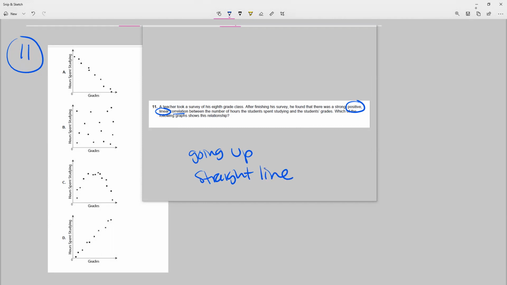So it's not curved. If I look at this, this is a straight line, but it's not going up. This one is not a straight line. This one is not a straight line. And this one is a straight line that is going up.